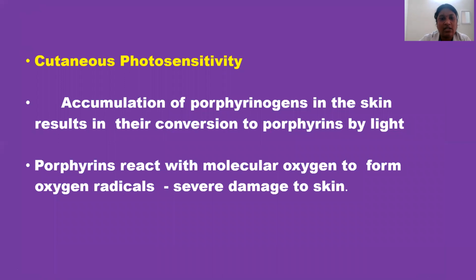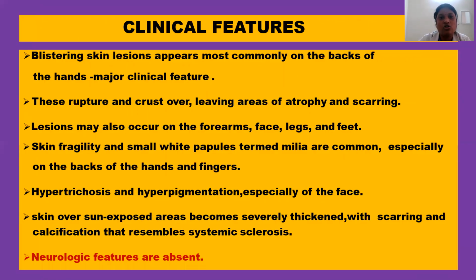Cutaneous photosensitivity is mainly due to accumulation of porphyrinogens in the skin, which results in conversion to porphyrins by light. These porphyrins will react with molecular oxygen to form oxygen radicals, producing severe damage to the skin. So there will be blistering skin lesions mostly on the backs of the hands, and these will rupture and crust over, leaving atrophic scarring areas. These lesions may also be seen in forearms, face, legs, and feet.